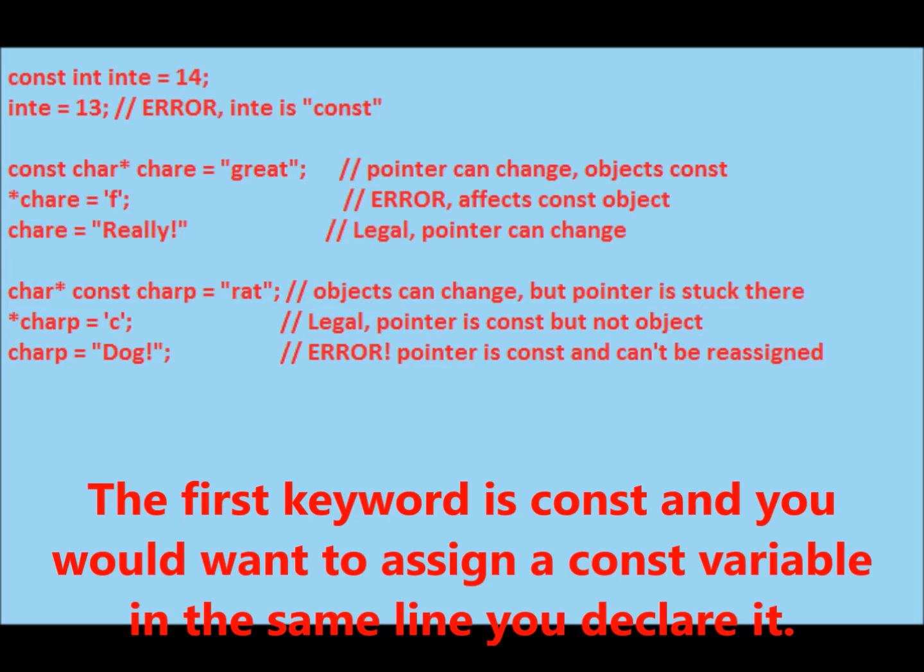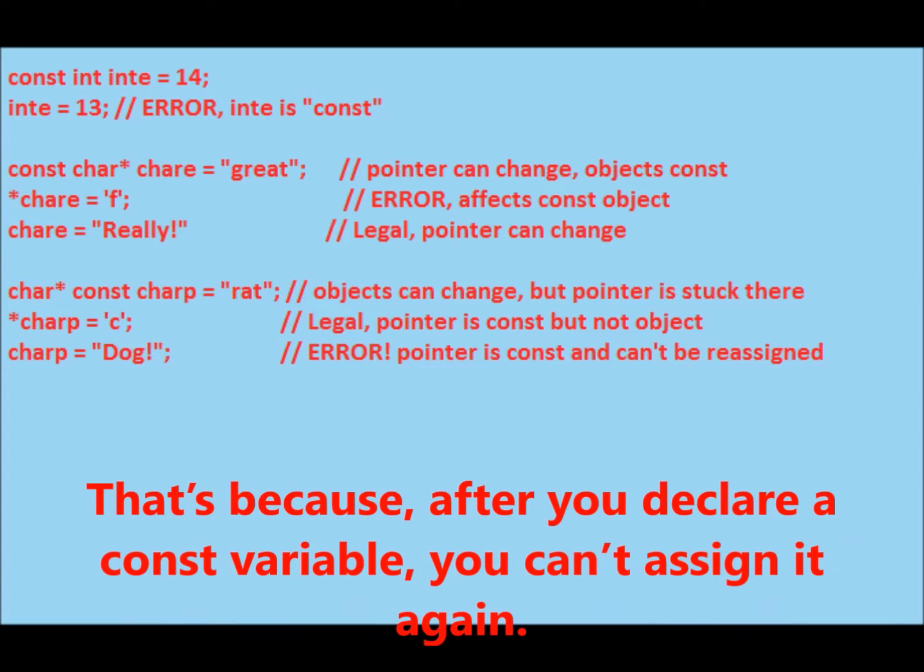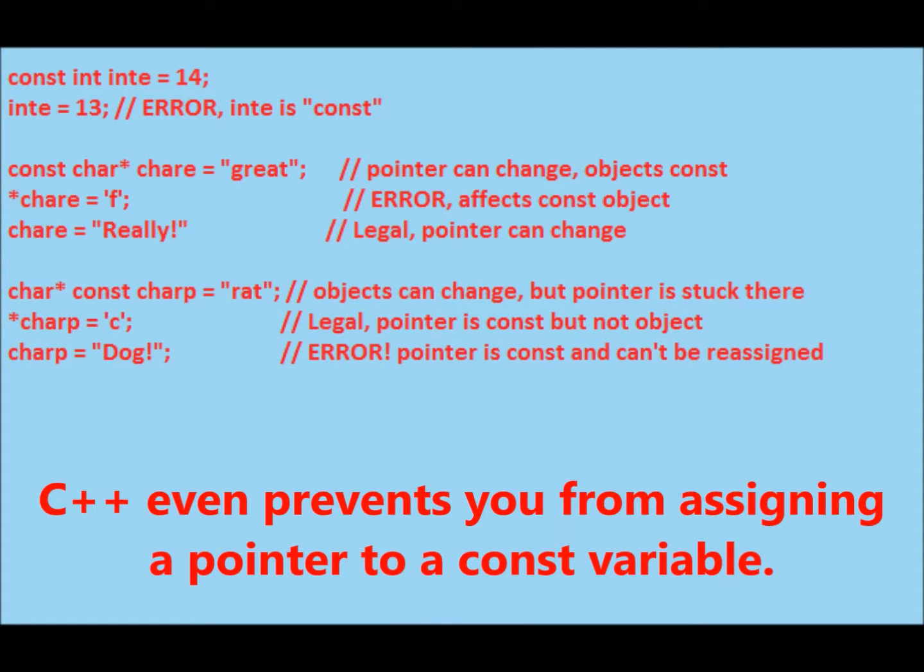The first keyword is const, and you would want to assign a const variable in the same line you declare it. That's because after you declare a const variable, you can't assign it again. C++ even prevents you from assigning a pointer to a const variable.